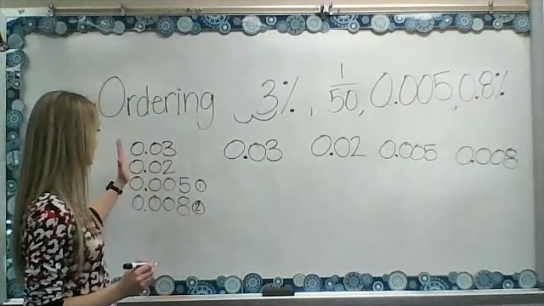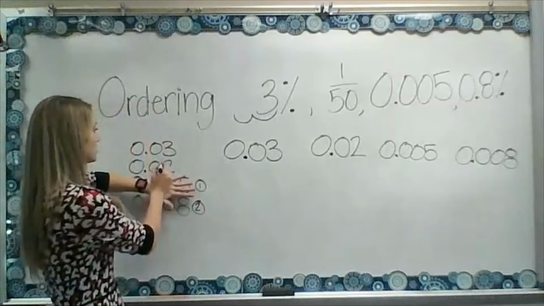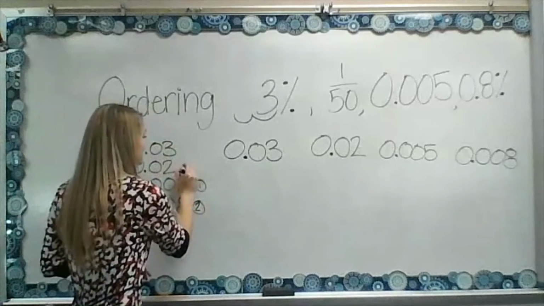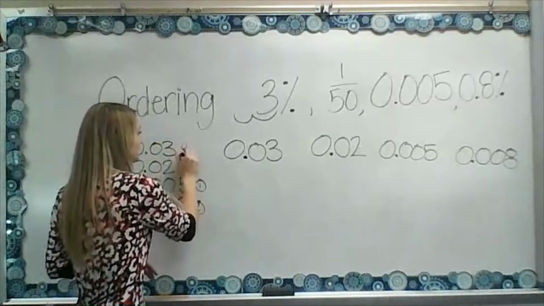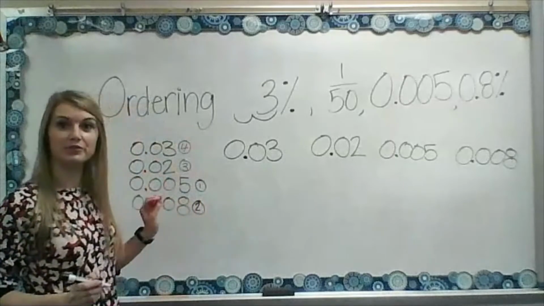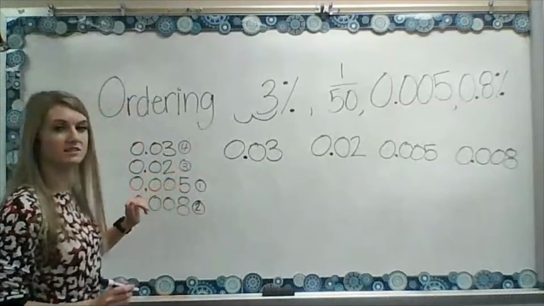Then we go back to the beginning. I have zeros, zeros. I've already used these. So now what's smaller? 2 or 3? The 2. So that's going to be my 3rd number, which means the 3 is going to be my 4th number. So that is how we order them from least to greatest. So my smallest is 0 and 5 thousandths.